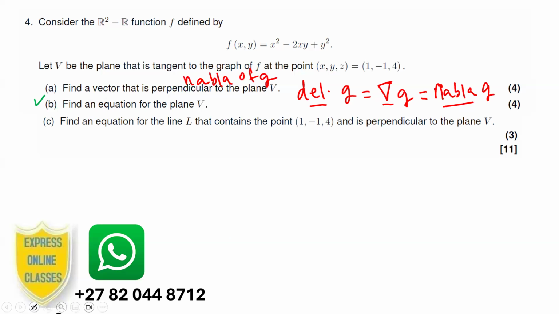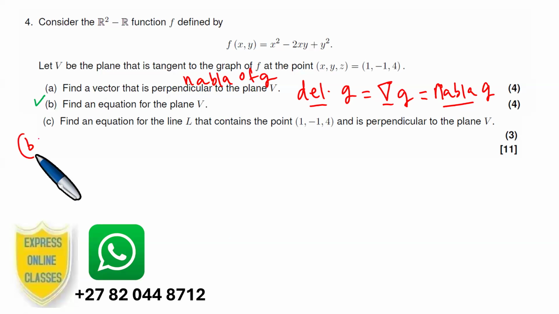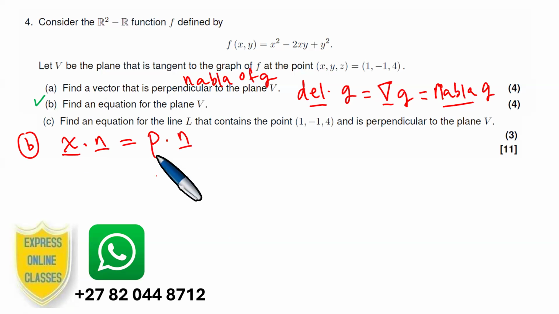Okay, now at this point, to answer question B, to find an equation for the plane, we're going to use the very famous formula x dot n equals p dot n. This is the formula that we learn, and it is a very important formula that must be understood. It allows us to take an arbitrary vector x with coordinates x, y, z.